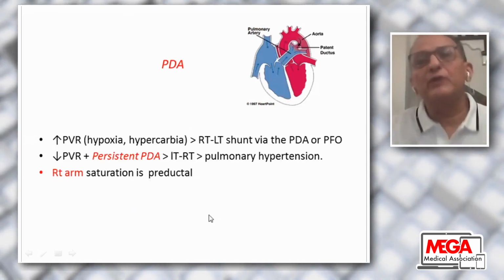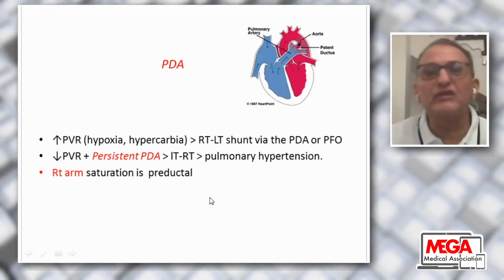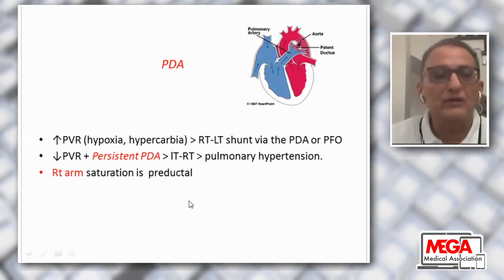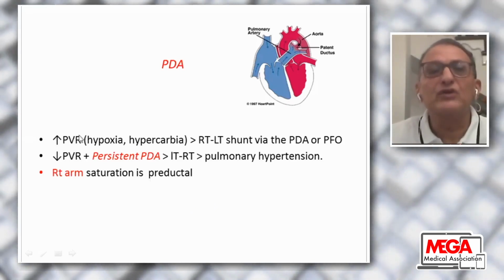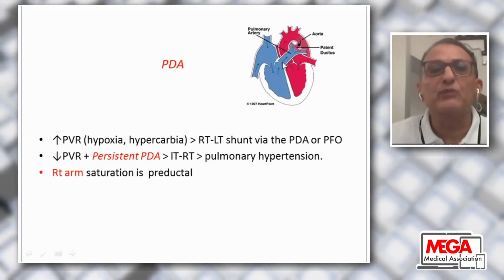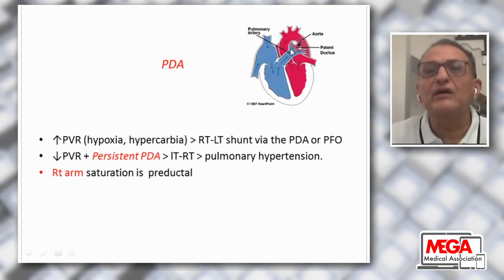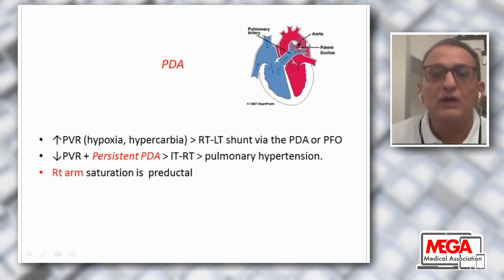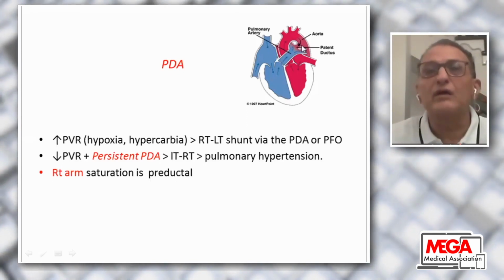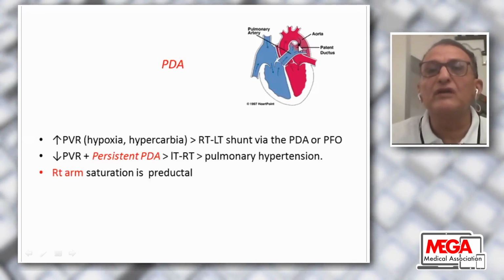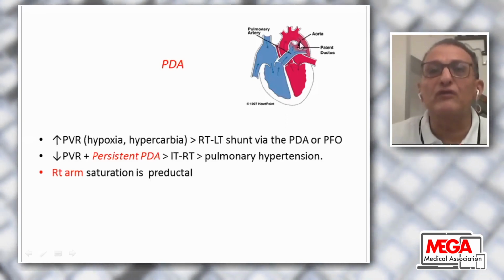Frequently, the ductus does not close if there is hypercarbia or hypoxia after birth, which gives high pressure in the pulmonary artery, making a right to left shunt from the pulmonary artery to the aorta. When the pulmonary vascular resistance goes down later on, and the ductus is not closed, then the flow will be reversed.